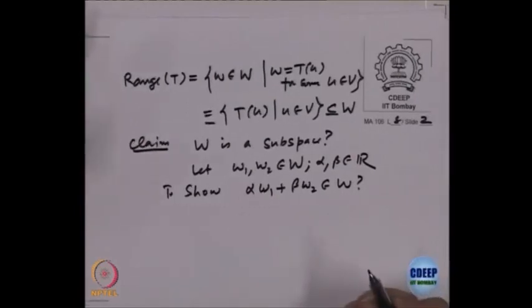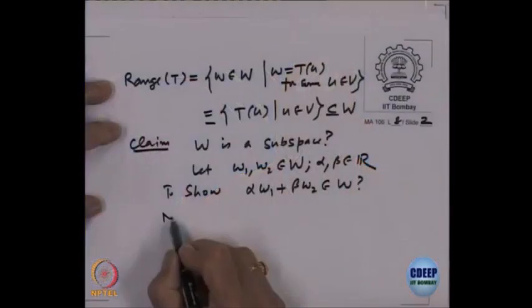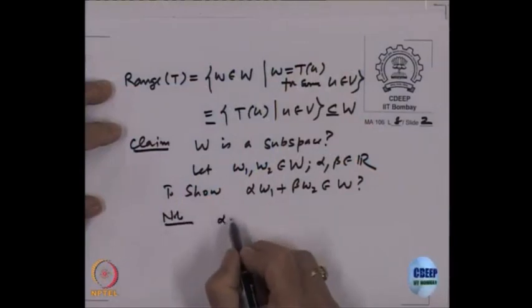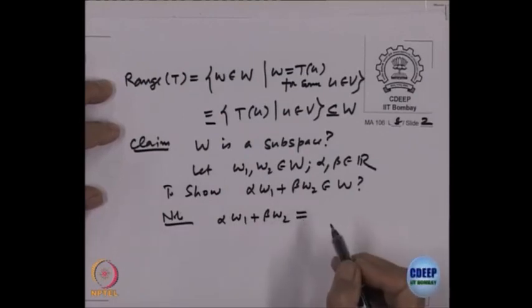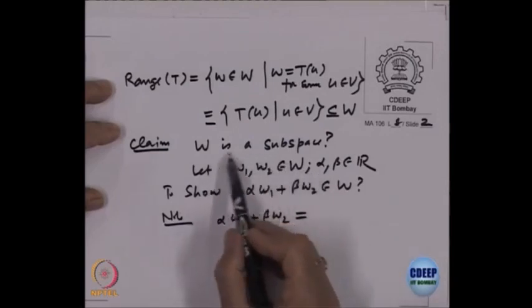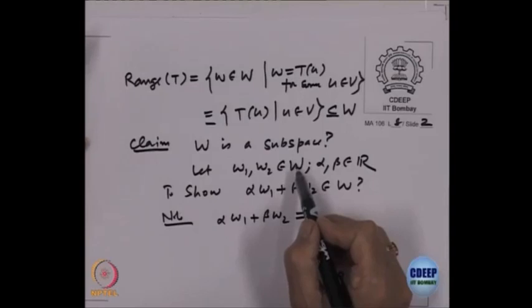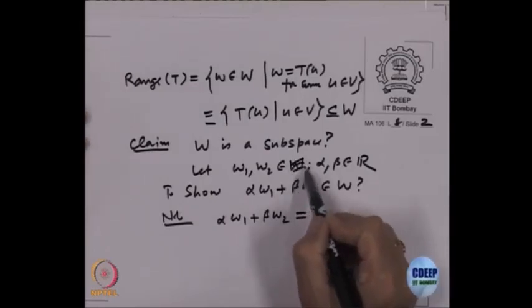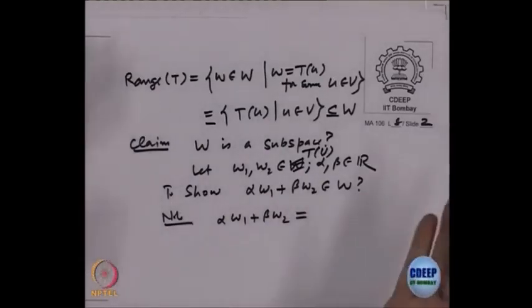So, how do you show that? I should represent this as T of something, as the image of something, right. Note, so this is alpha W1 plus beta W2, what is that equal to? We know W1 is in the W1, sorry, I wrote W, I should have written T of u. W1, W2 in the range I should show, right.